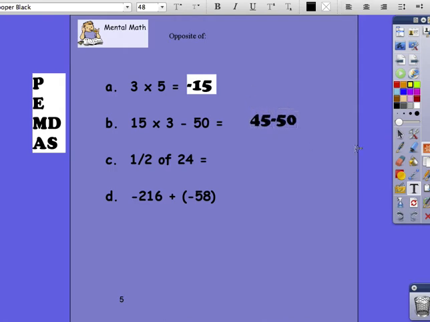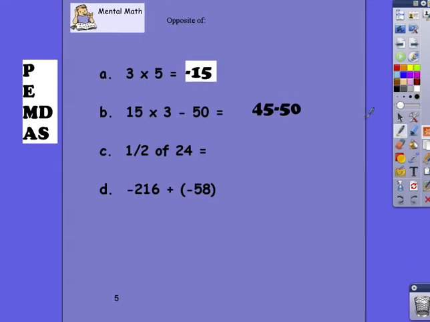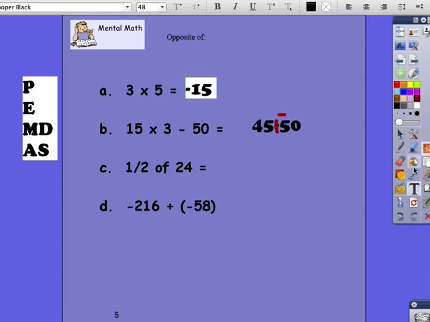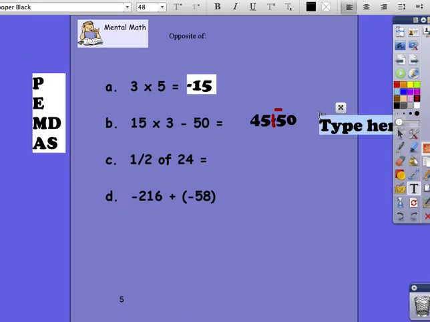Remember, whenever we see subtracting of numbers, we always make it addition, so change it. As I change the sign, I have to change the sign behind it. It was a positive 50, so now we need to make it negative. Remember, when we're adding a positive and negative number, we actually just need to subtract. So 50 minus 45 is 5.